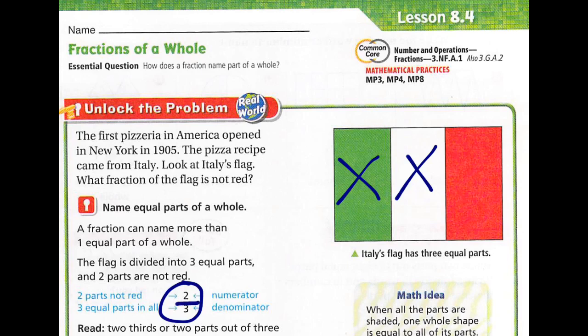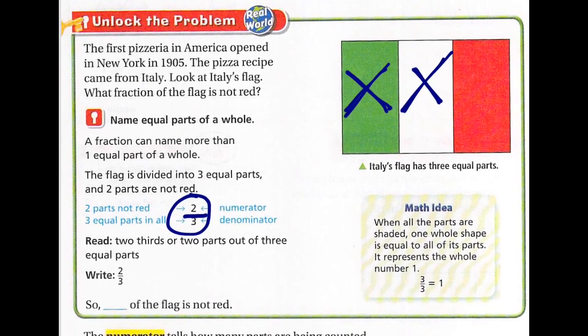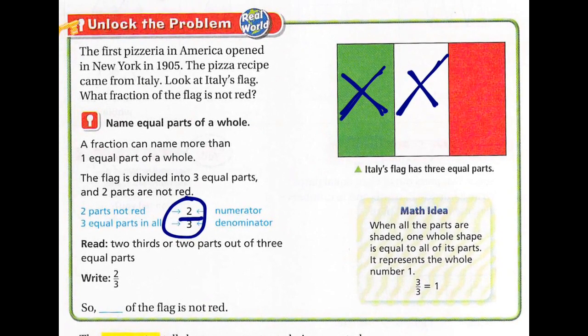The numerator is 2 because there are 2 parts that are not red, and the denominator is 3 because there are 3 total parts. So the way you'd read that is 2/3, or 2 parts out of 3 equal parts. And the way you'd write that is 2/3. So 2/3 of the flag is not red.